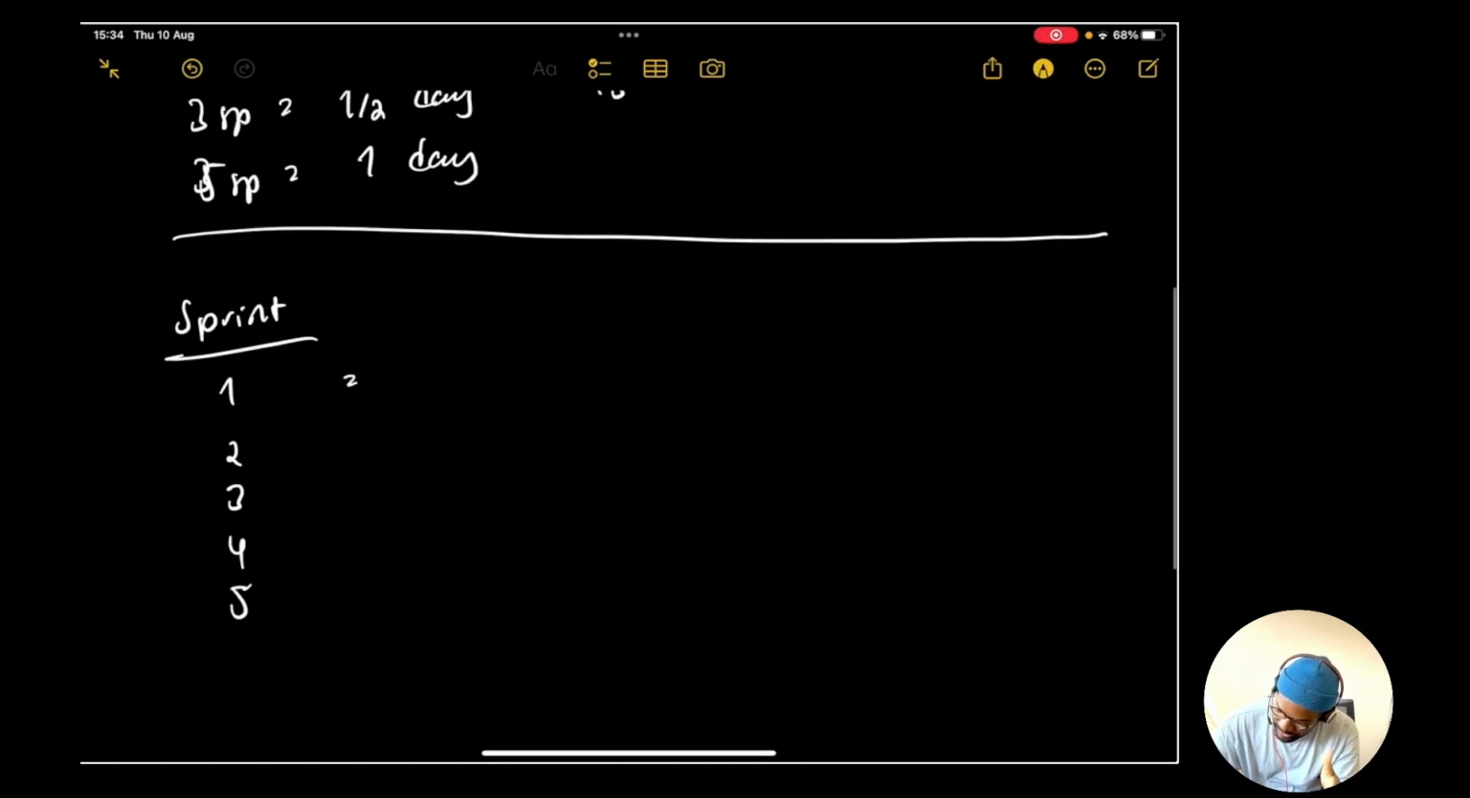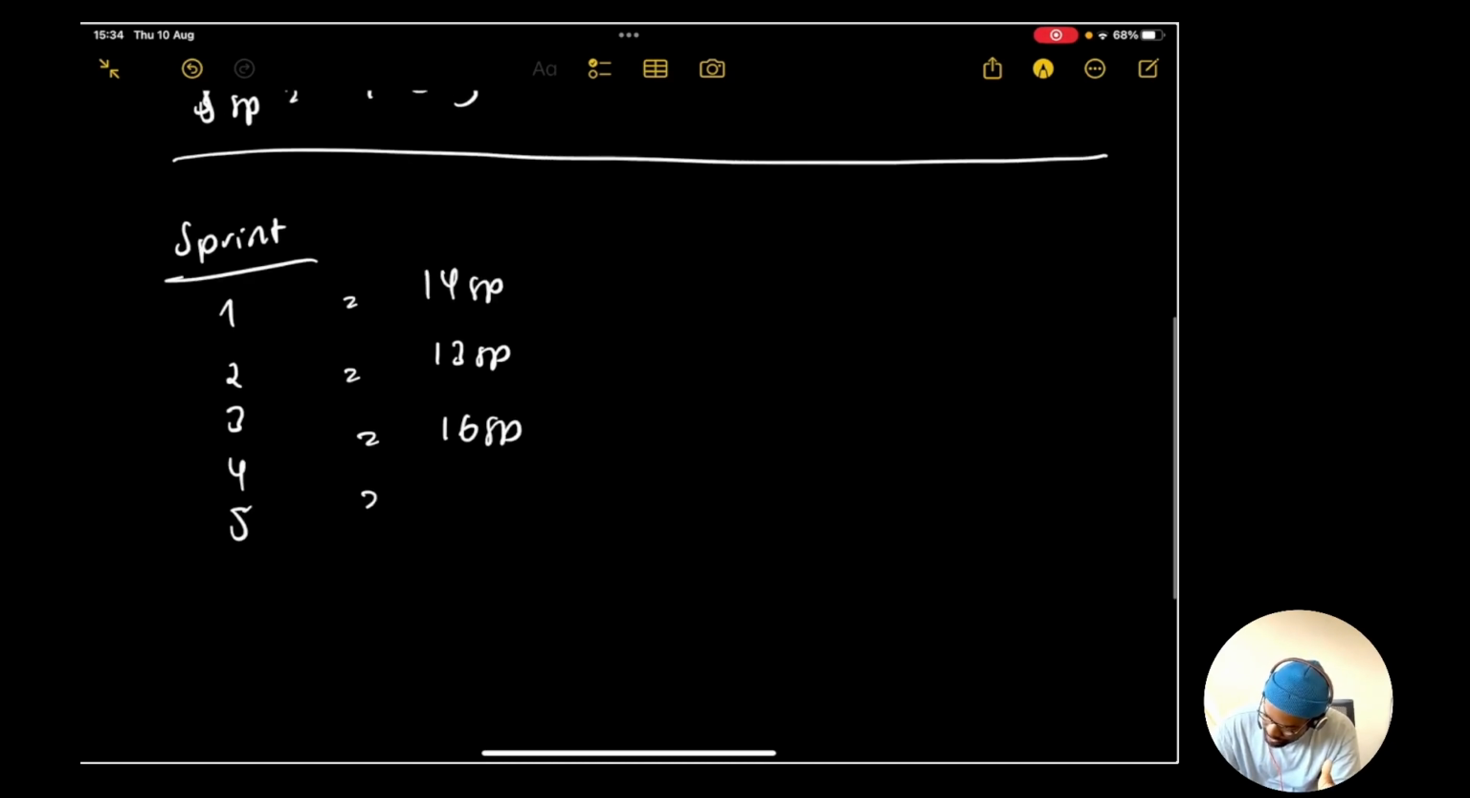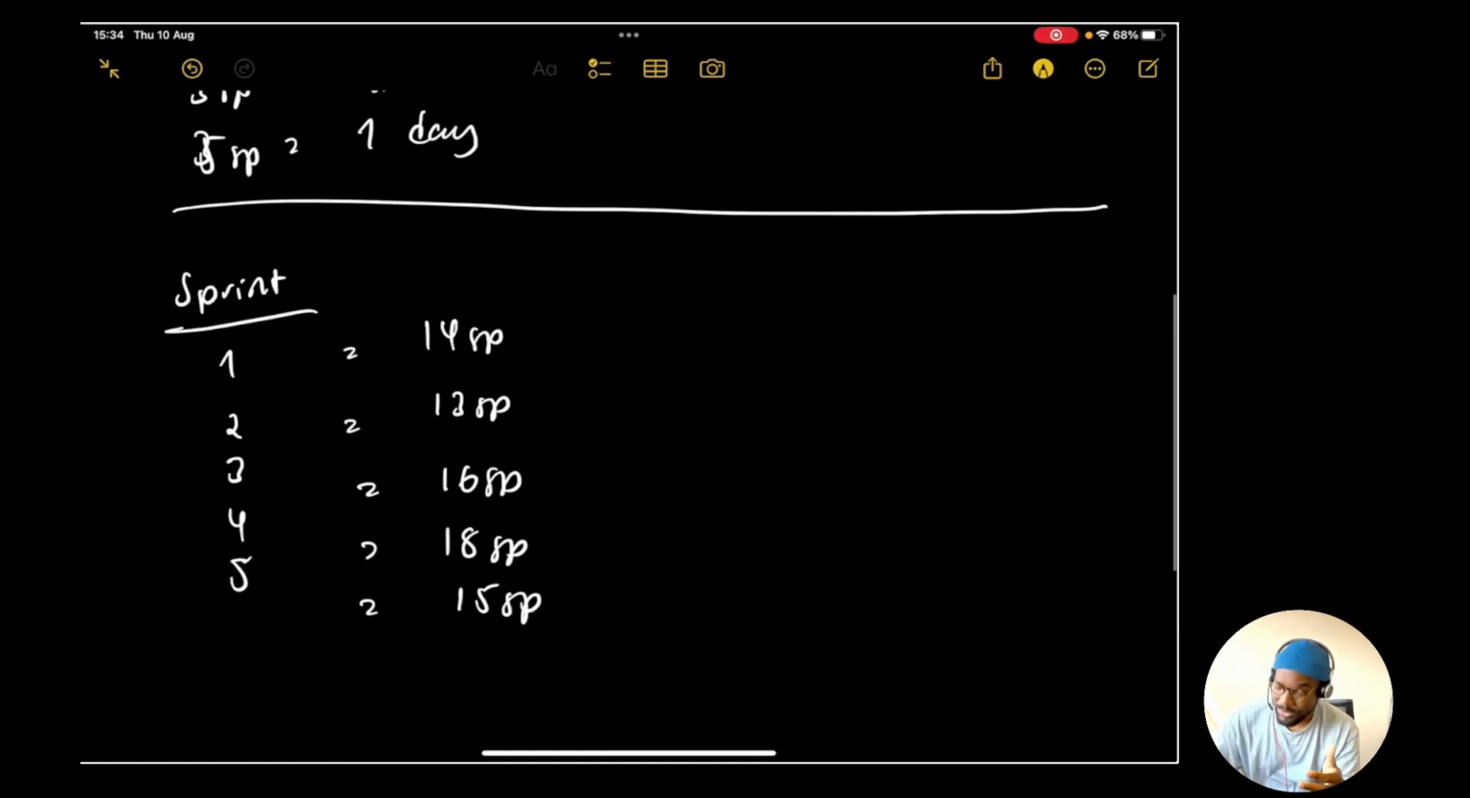Let's say here they had a total of 14 story points. Here they had 13 story points. Here they had 16 story points. Here it was maybe 18 story points. Here it was, again, let's just say 15 story points. Now you ask me, how do I get 14, 13, 16?